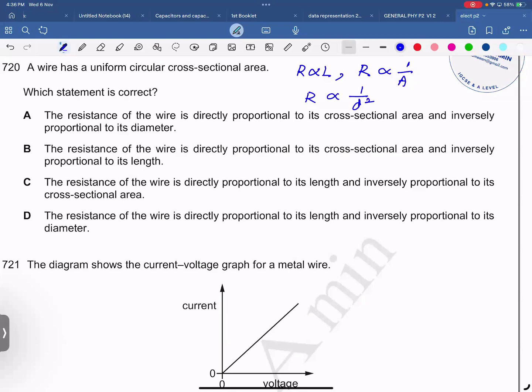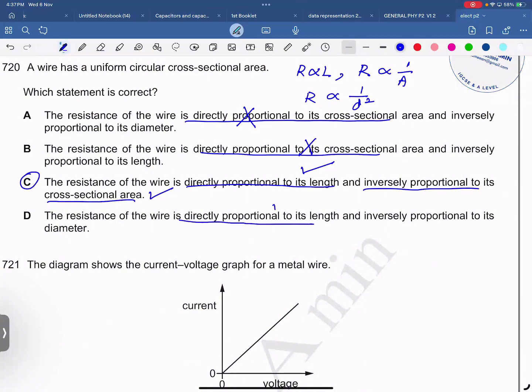Option A says resistance of the wire is directly proportional to length and directly proportional to cross-section area. Wrong option, it's inversely. B says directly proportional to cross-section area. Wrong option. C says directly proportional to length, yes, and inversely proportional to area, yes. D says directly to length, inversely to diameter. No, it is inversely to the square of diameter. Many students may think why D is wrong because it is not squared.